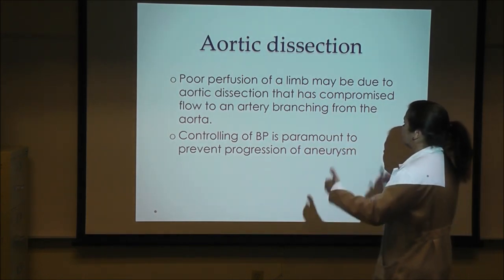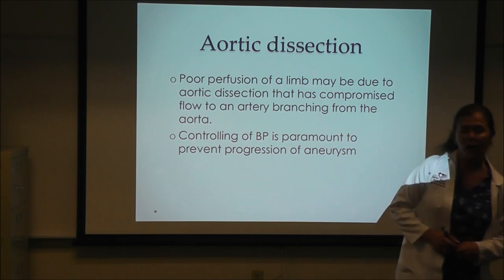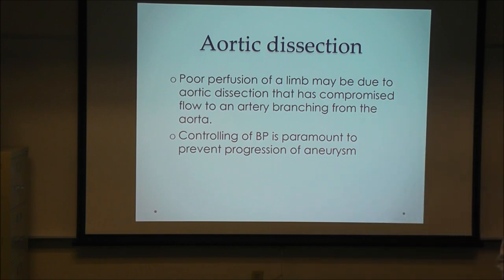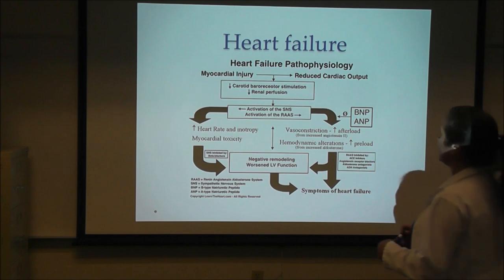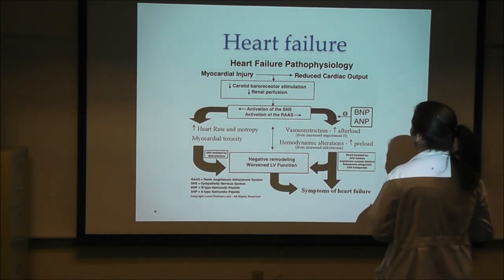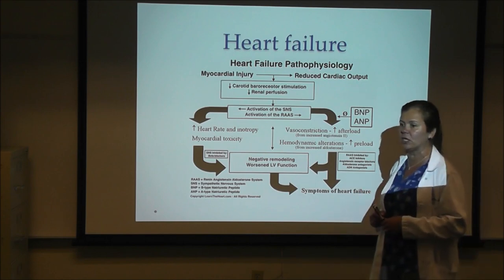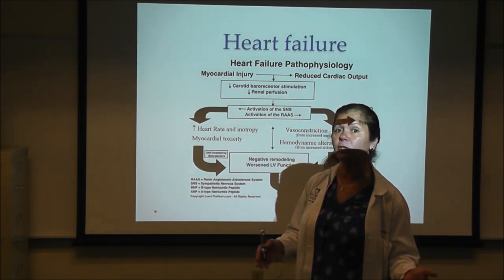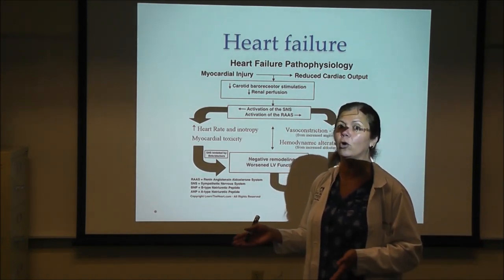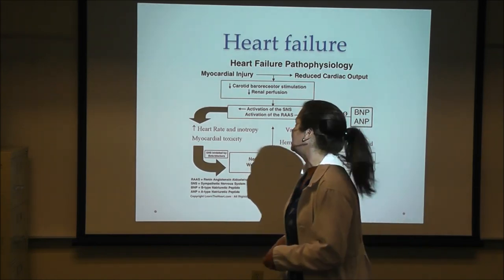So you would see that these patients have a difference in pressure and pulse in the upper compared with the lower extremities. So higher pressure in the upper extremities compared to the lower extremities. Heart failure is another differential diagnosis of chest pain. So basically, aortic dissection, you have to give the patient large amounts of fluids and bring the patient to the OR, control the blood pressure, and repair the dissection.